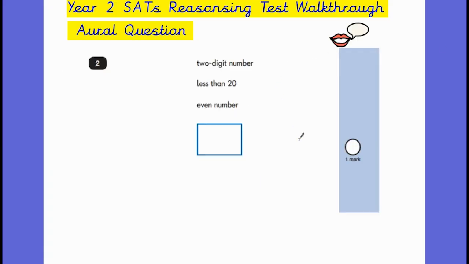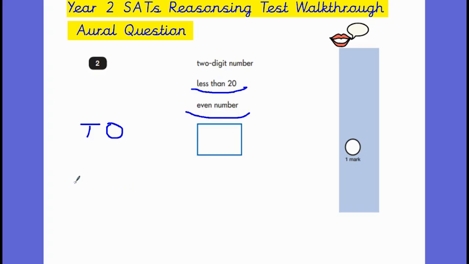Okay, next oral question, number 2. I am thinking of a 2-digit number. It is less than 20. It is an even number. What number could I be thinking of? Now for this question, there's a couple of different options that they could write down. They have to think of a 2-digit number, so it's going to have both 10s and 1s, and it has to be less than 20, and it has to be an even number. So this is about the children knowing the odd and even numbers up to 20.